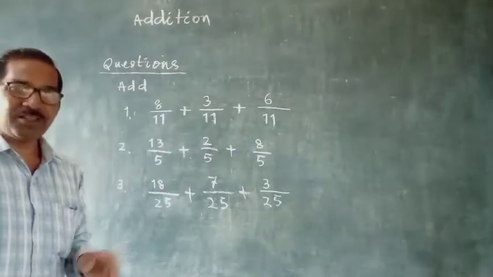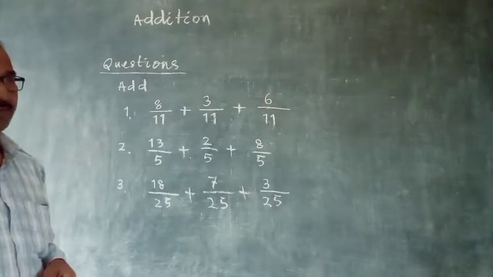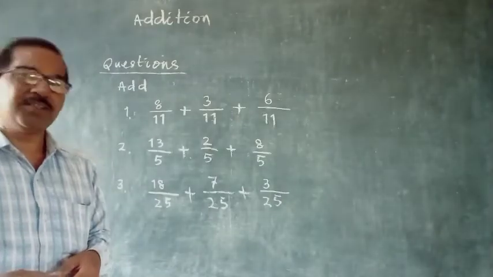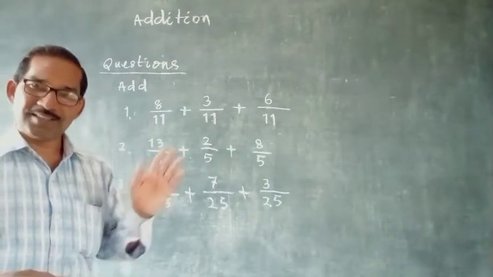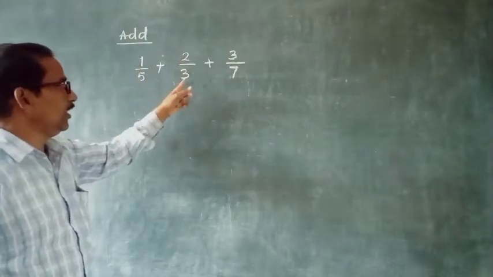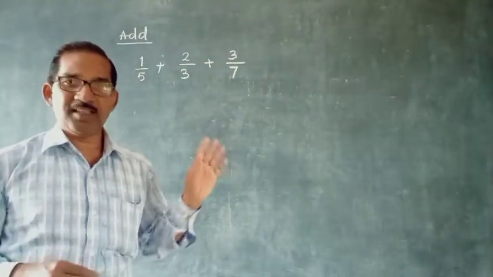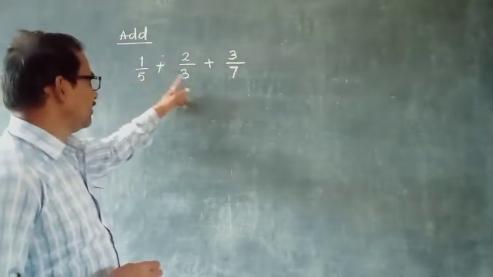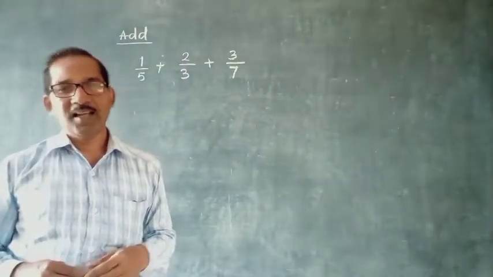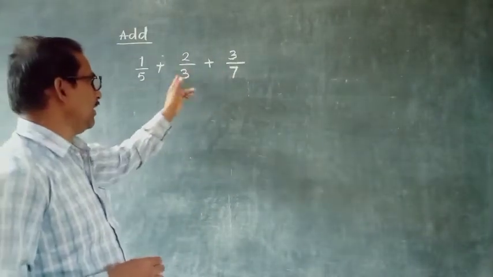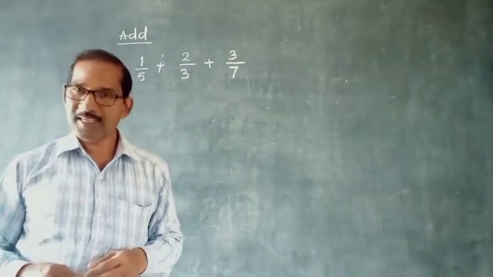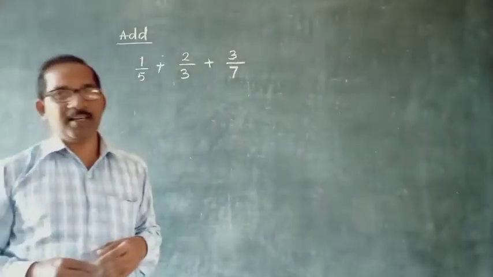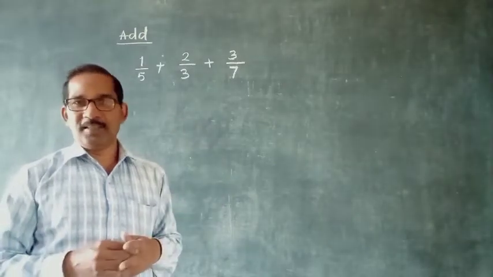Okay, now children, we will proceed further. If the denominators are different, how can we add the fractions? Now let us see. 1/5, 2/3, 3/7. Here you see the denominators are quite different. Here it is 5, here it is 3, and here it is 7. And no denominator is divisible by any other. So all are different and all are indivisible by any other.